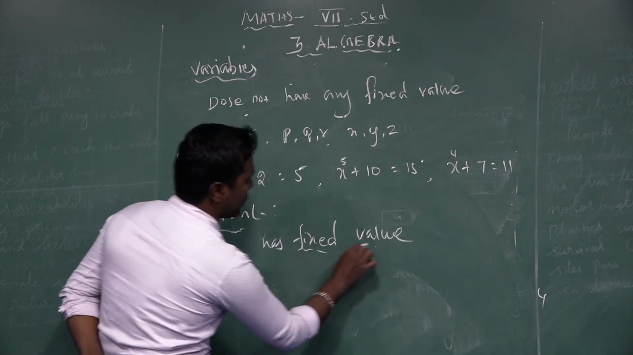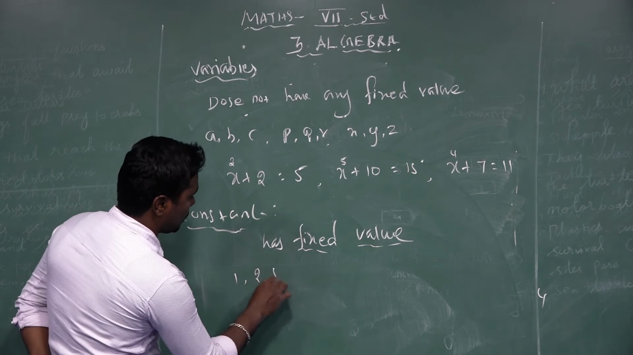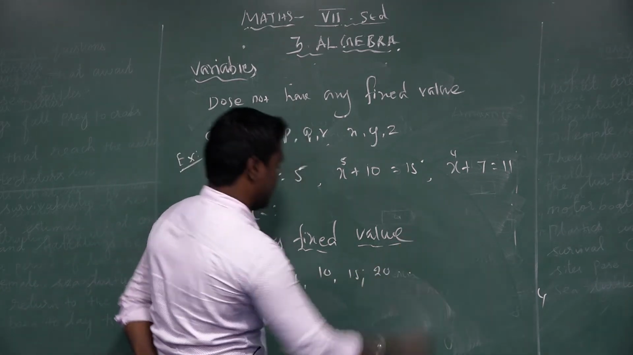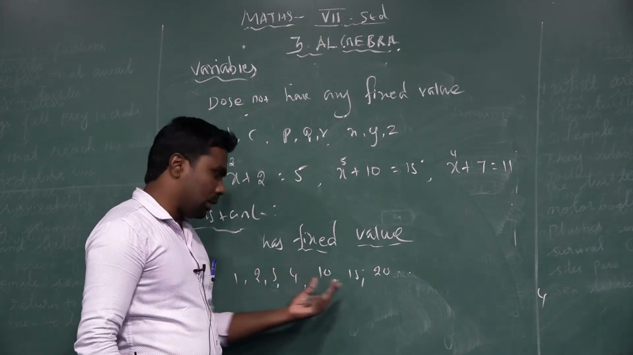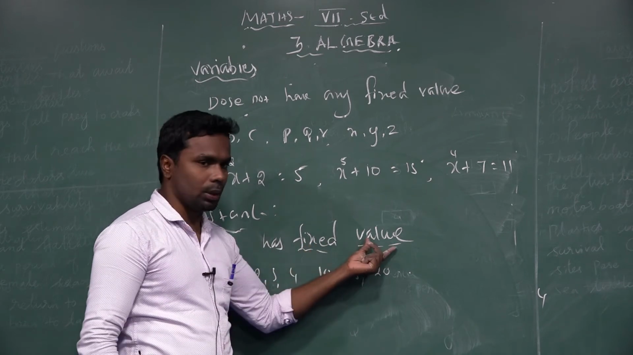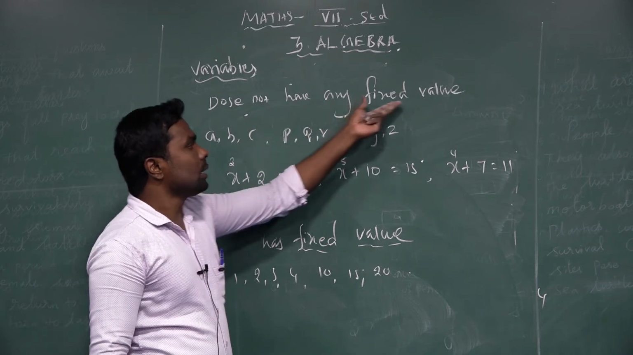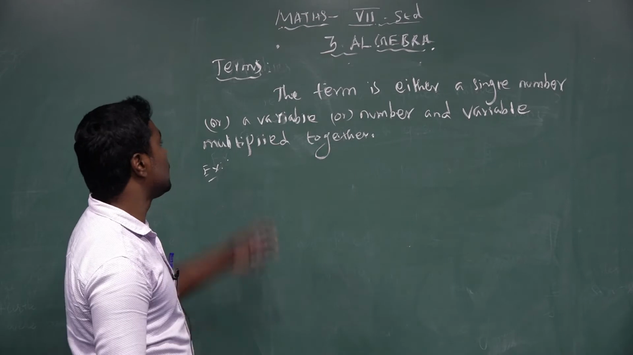A constant has a fixed value, denoted by numbers such as 1, 2, 3, 4, or 10, 15, 20, any number. Constant means fixed value, but a variable does not have any fixed value. Constant, fixed value. And the next one is terms.